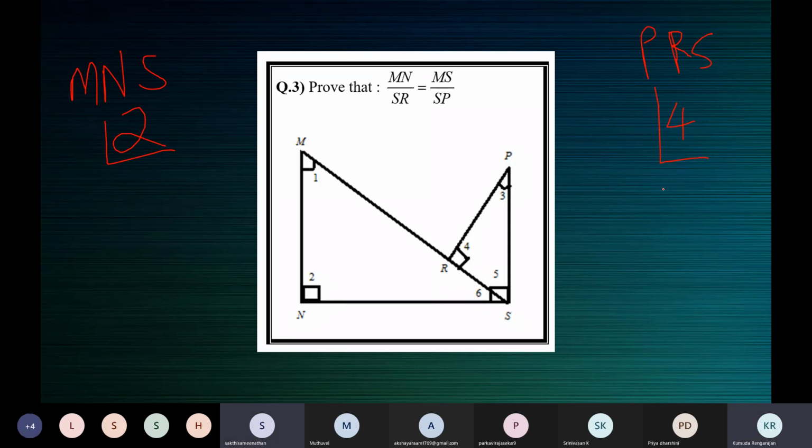Sorry, something else distracted me. Yeah, please tell me again. Ma'am, MN is parallel to PS, ma'am, as the co-interior angles are supplementary, ma'am. Yeah, correct. MN is parallel to PS. So angle 1 is equal to angle 5, you can take. Angle 1 is equal to angle 5. Alternate interior angles are equal.